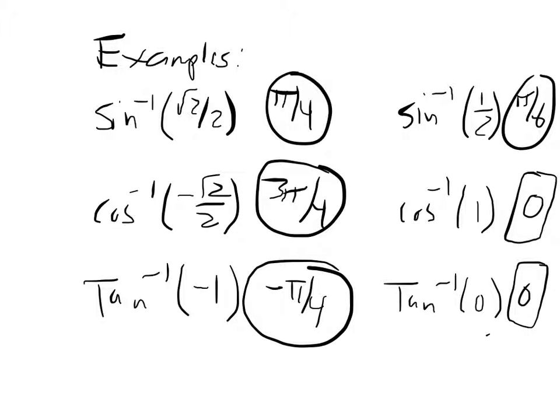The tangent of 0 is 0. Just going backwards here, the tangent of 0 is 0. The cosine of 0 is 1. The sine of pi over 6 is 1/2. The tangent of negative pi over 4 is negative 1. The cosine of 3 pi over 4 is negative root 2 over 2. The sine of pi over 4 is root 2 over 2.